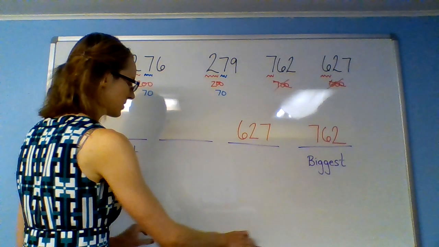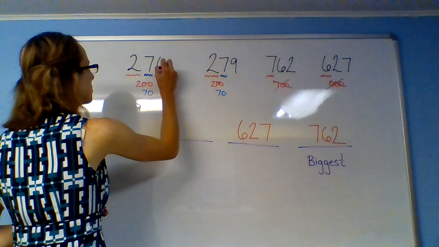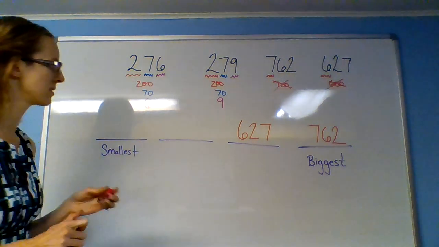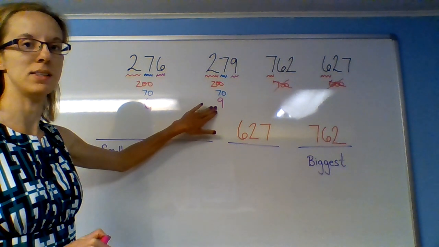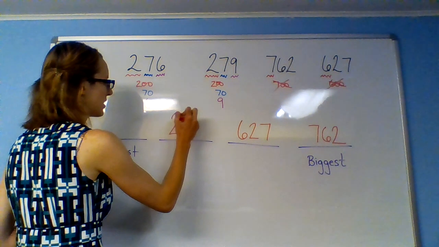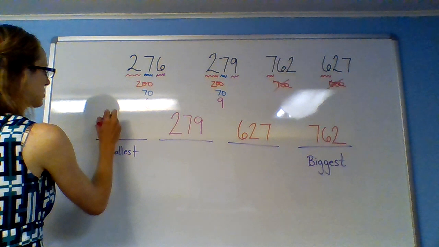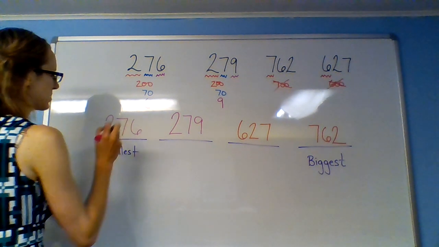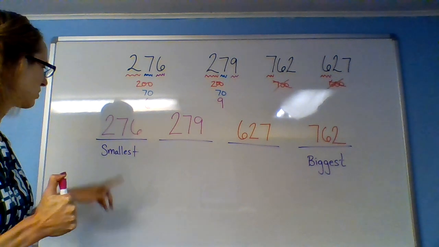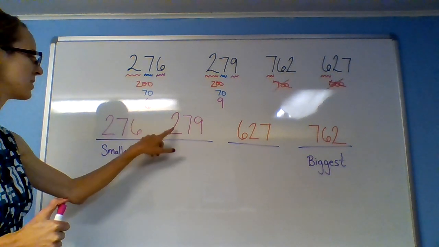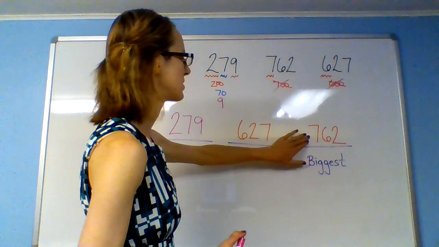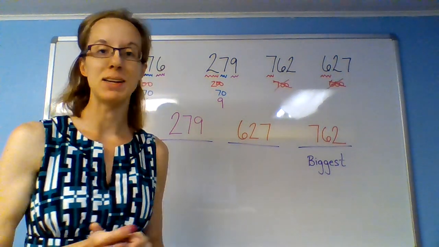That means that the last thing I have to check is the 1 spot. This would have 6 ones, and this would have 9 ones. Obviously, the number with 9 ones is bigger than the number with 6 ones. So I would put 279 before 276. I'm going to check just to make sure this makes sense in my head by reading across the row. 276, then I would get to 279, then I would get to 627, and then I would get to 762. That seems to make sense to me.